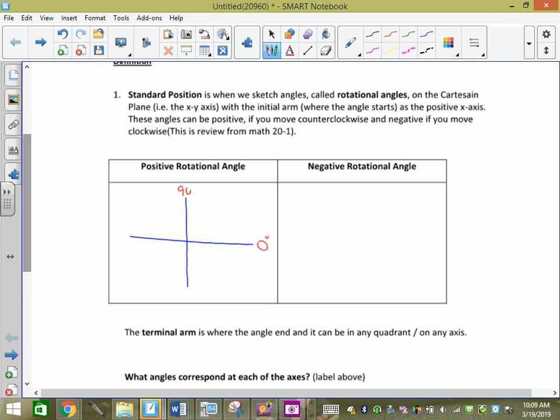Then this would be 90 degrees because it would make that little box. 180 degrees, 270 degrees, 360 degrees. And then it could keep going, couldn't it? I could have 450, 540, and it just could keep going on forever, right? They keep going around and around.